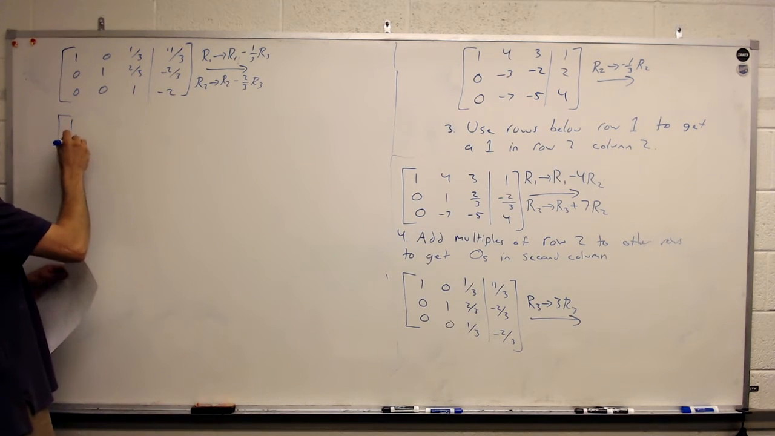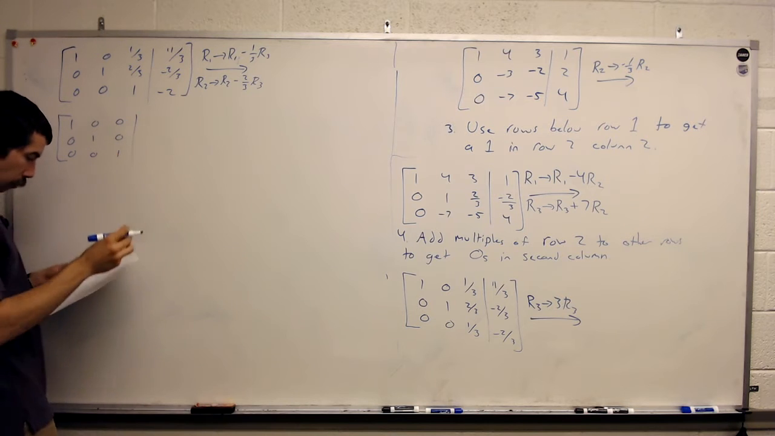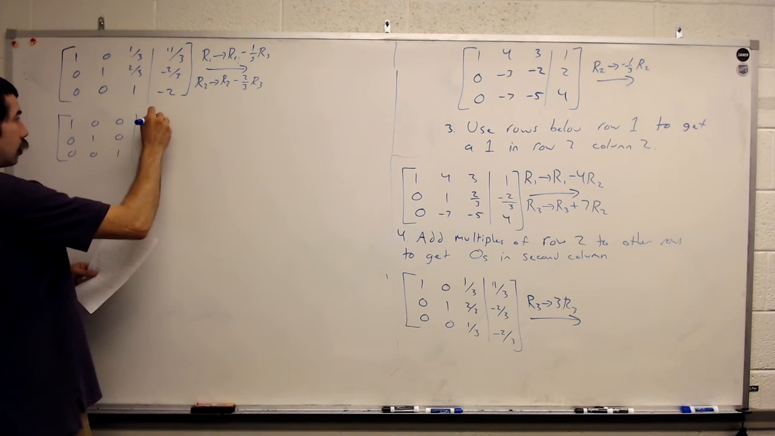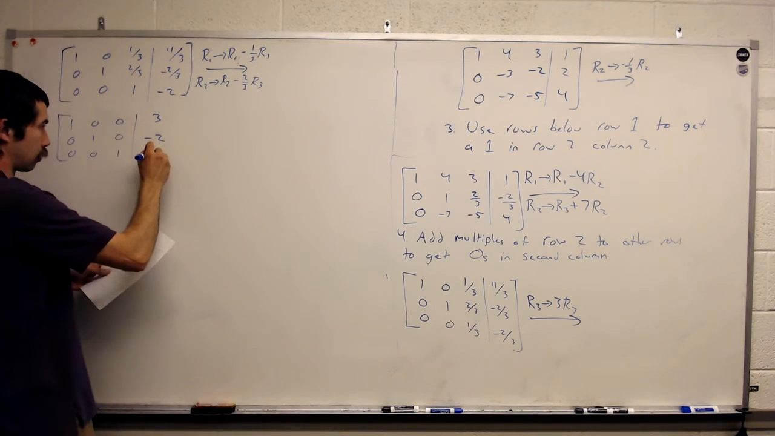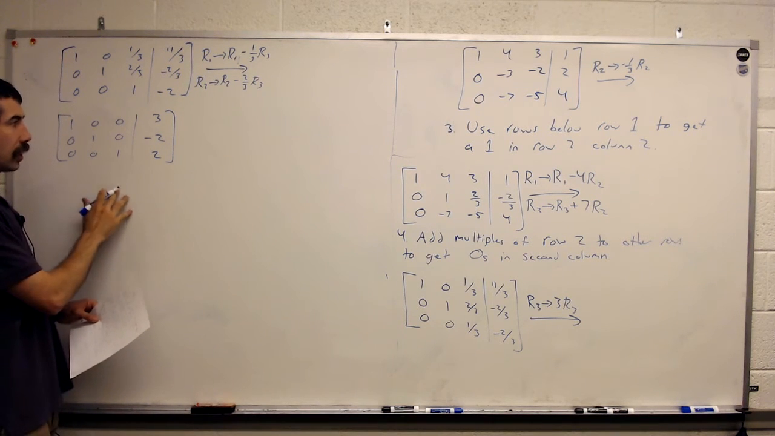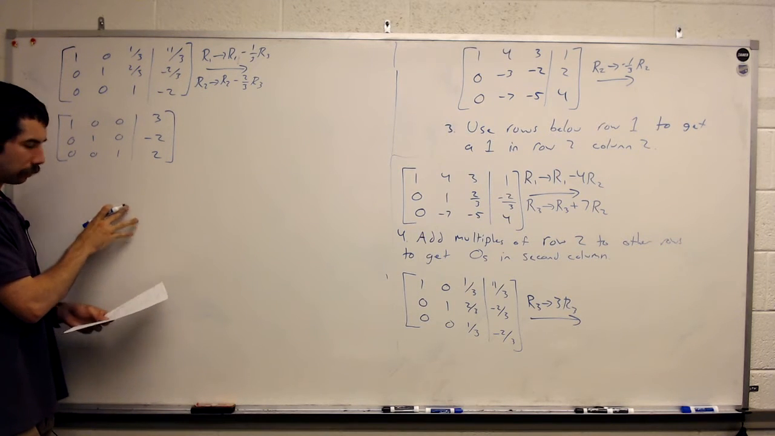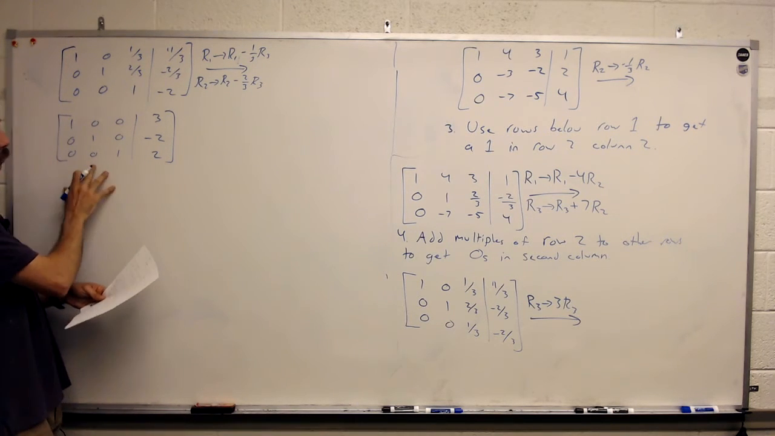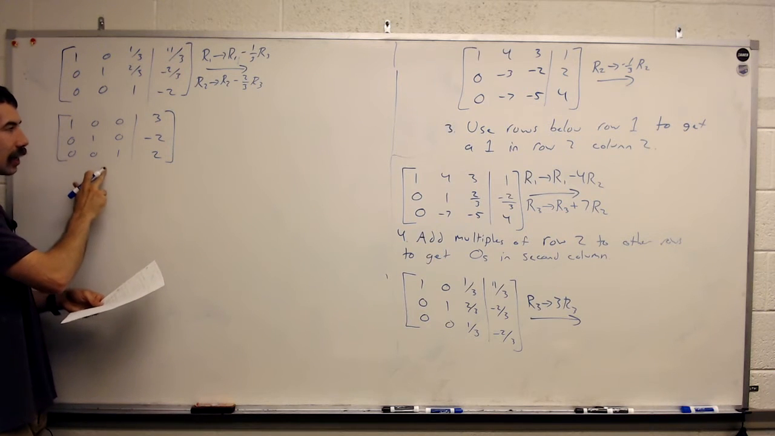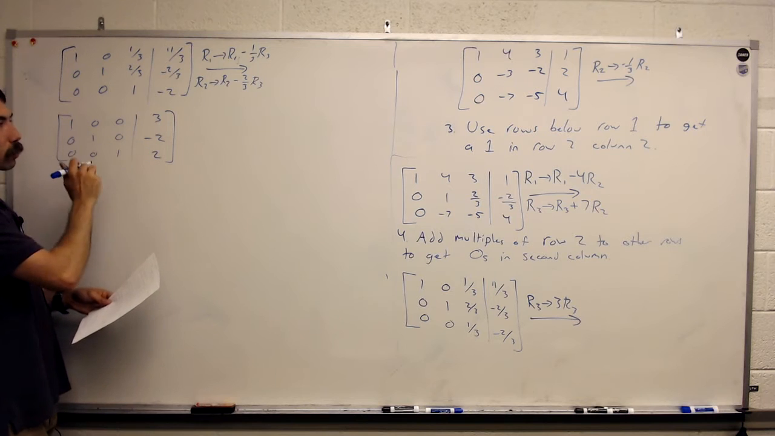And when we do this, what we get is this. Okay? This is what we call reduced row echelon form. We can't do any more steps. We got our identity on the left. Now what we're going to do is each of these rows corresponds to an equation.